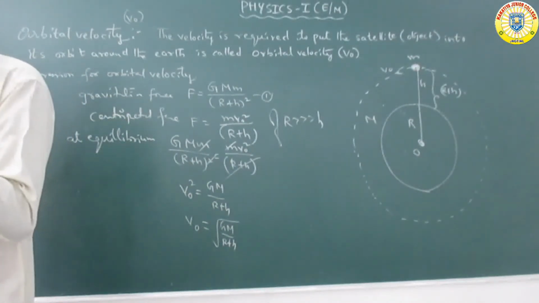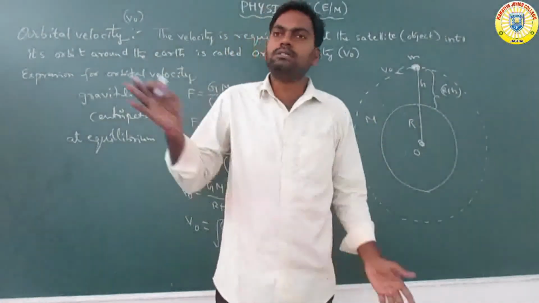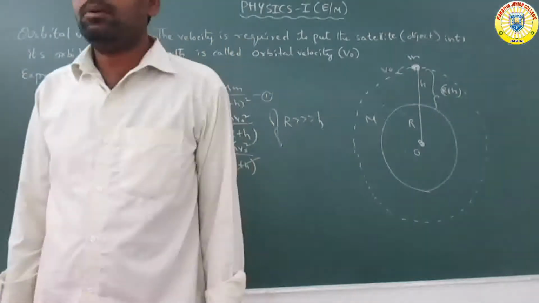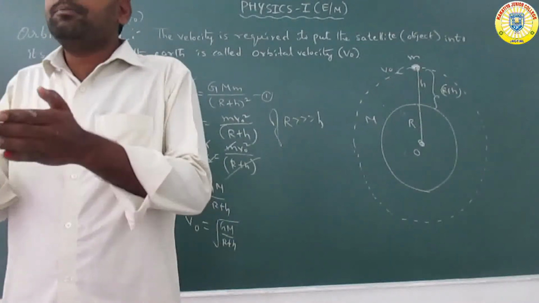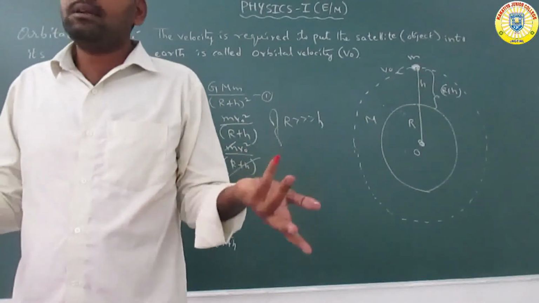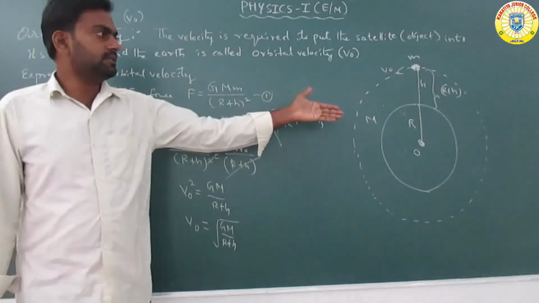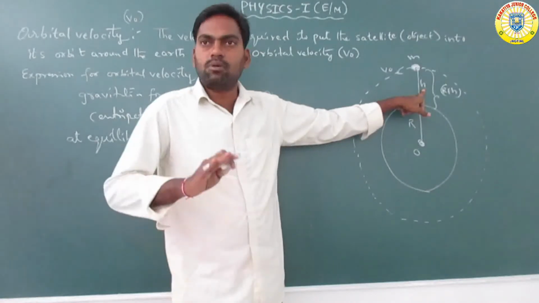If it is near the earth, then compared with r, r means the large radius of the earth, 6400 kilometers. Compared to the earth, it is like 100 rupees compared with 1 rupee. Here also it is like that. So compared to the radius, the height is very less, that is called negligible.